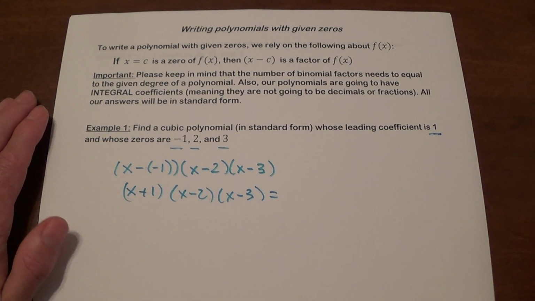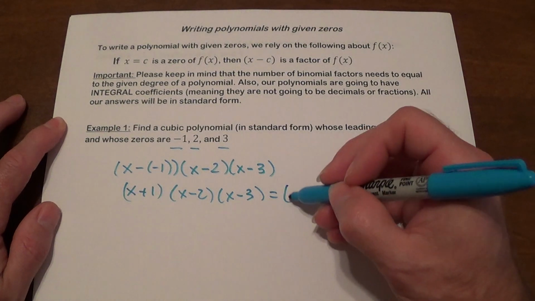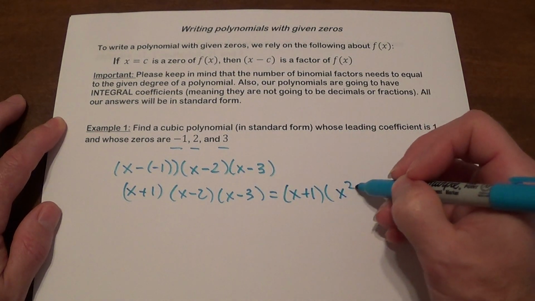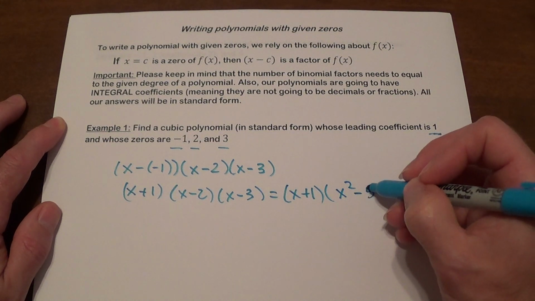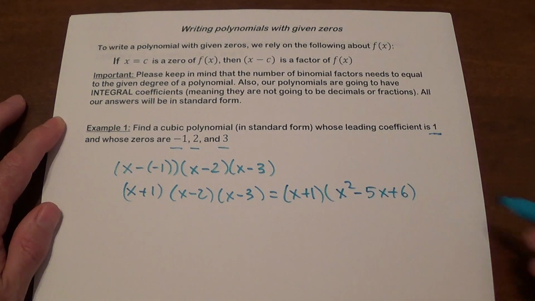It doesn't matter which two you're going to multiply first. I'm just going to multiply these two first. So I keep x plus 1 together, multiply these two. When you FOIL this, you are going to get x squared minus 5x plus 6. And then you multiply this by this.